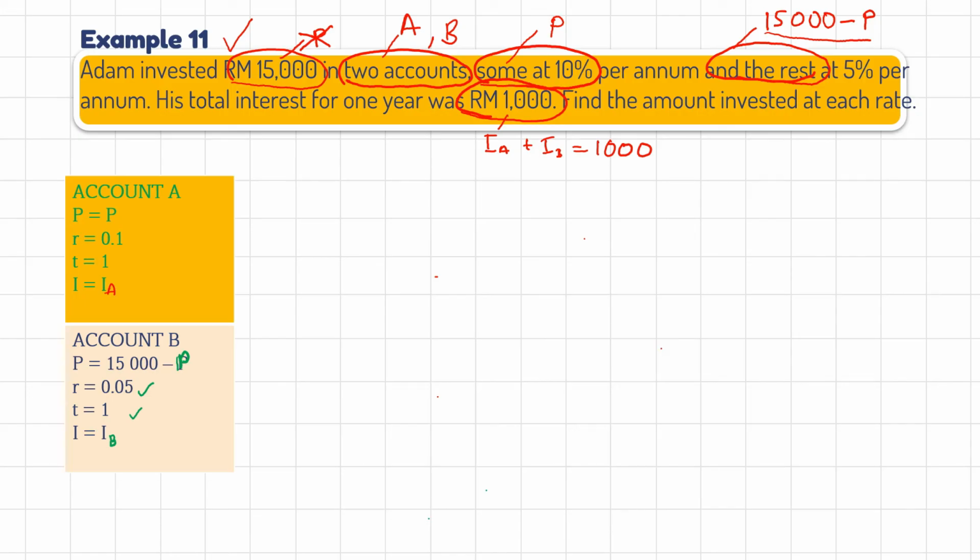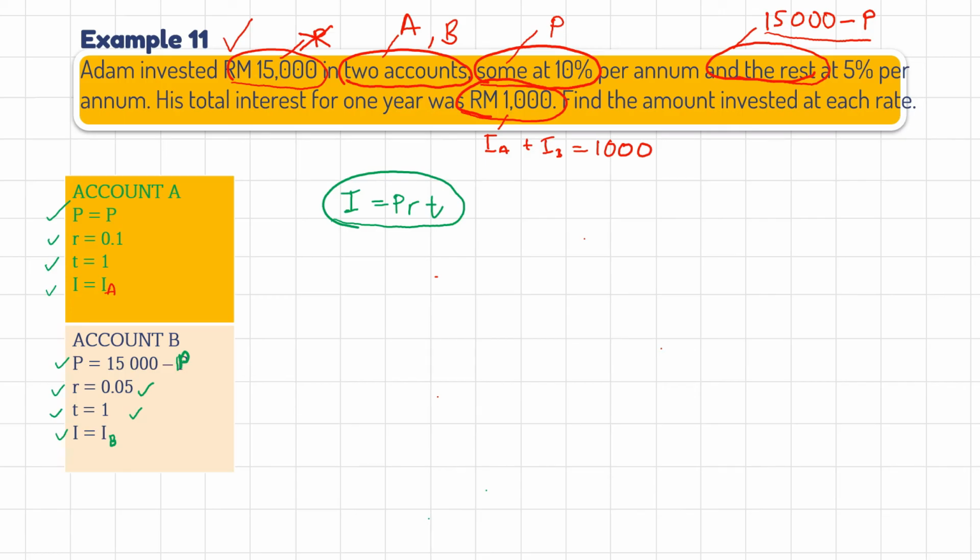First of all, we have information I, R, T and P. Same goes for account A, we have I, R, T and P. Let's make full use of information that we already learned from the previous lesson, which is the formula I equals to PRT. If you can relate the formula and the information that we have, all the values are there. So it will be suitable for us to use this formula.